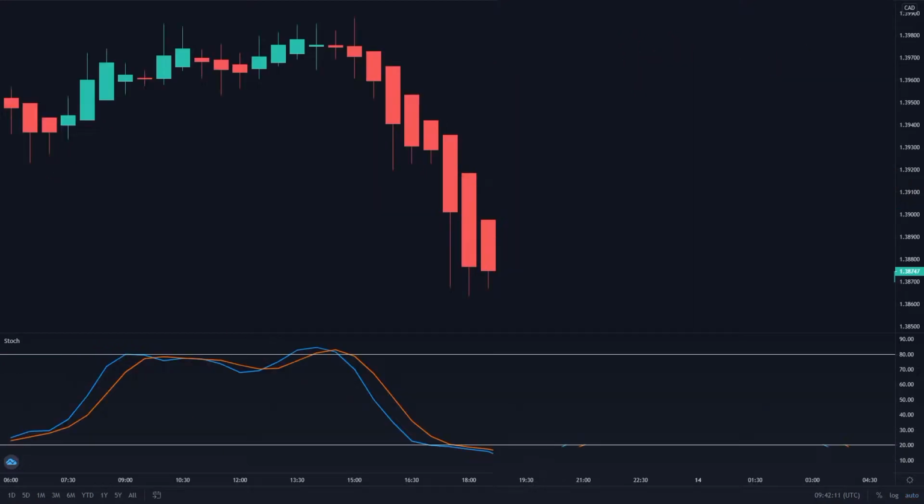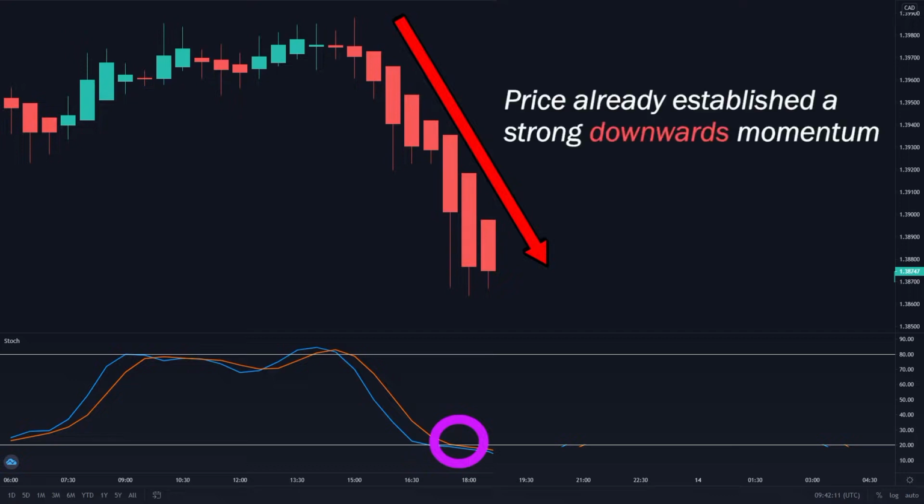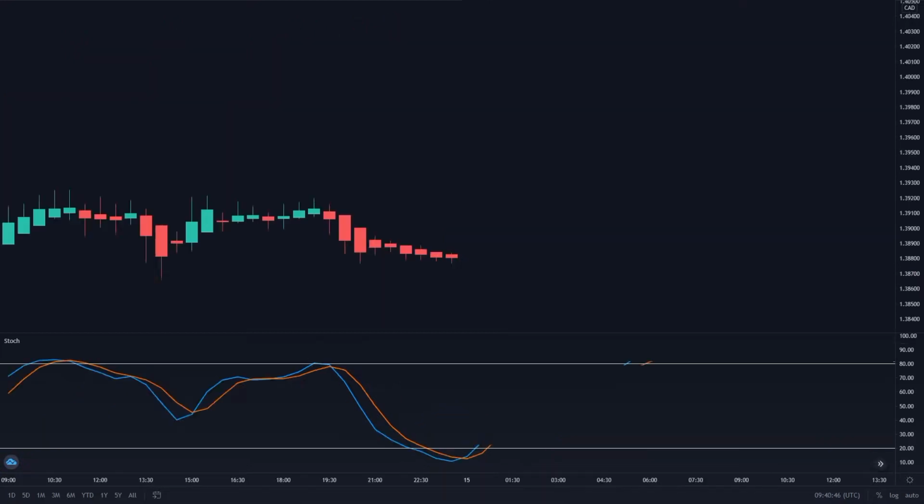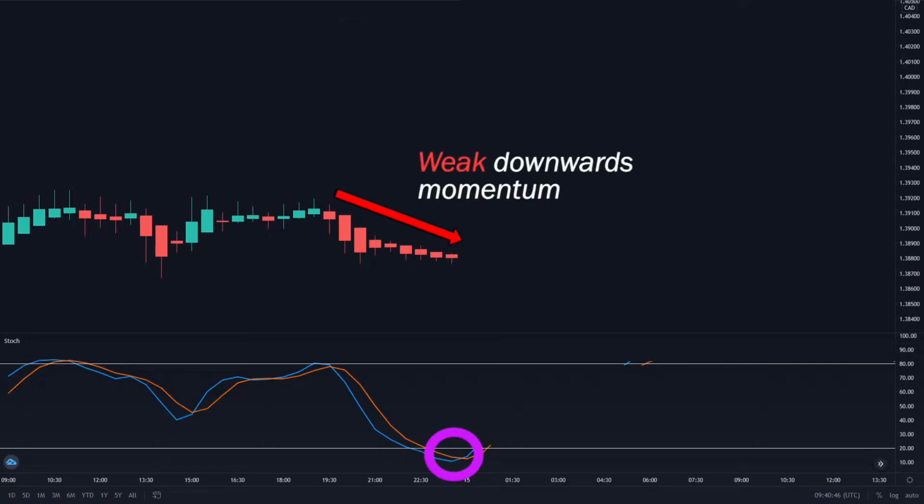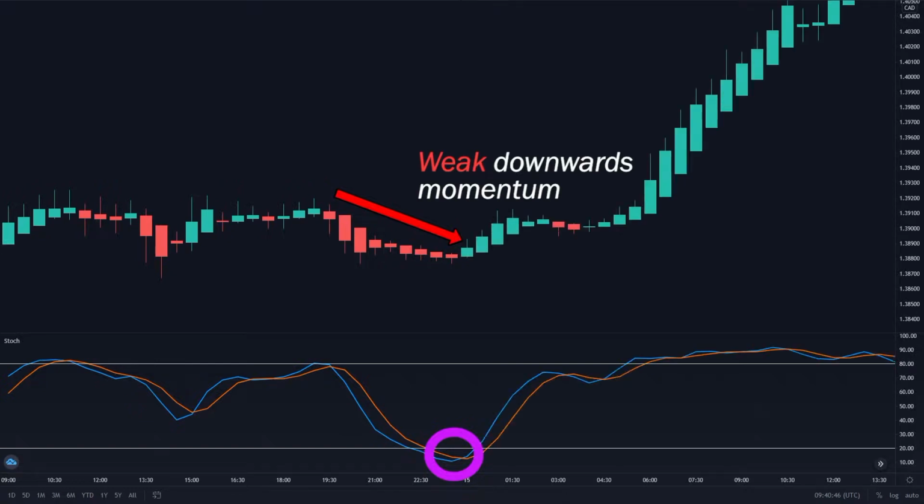So, you want to find overbought and oversold points where the Heiken Ashi hasn't yet displayed a strong momentum. Let me give you an example. Here you can see the stochastics went to oversold levels, but the price has already dropped significantly. So we do not want these types of entries because the price has already established a strong downwards momentum. Instead, we want something like this, where the stochastics went to oversold levels, but the price hasn't yet established a strong downwards movement. Therefore, it is more likely to reverse to the upside.